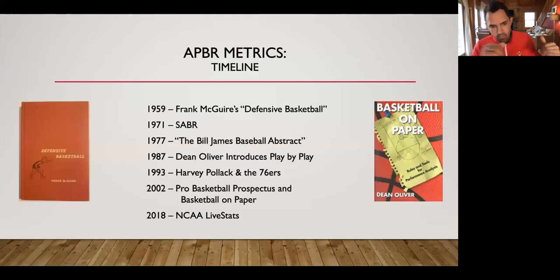Okay, so in 1959, coach at UNC, Frank McGuire, he wrote this awesome book called Defensive Basketball. And in this book, it was a 200-page book. He had one little excerpt, one section, like a page and a half, where he said, hey, maybe we should stop looking at stats on a per game basis, but we should start looking at them on a per possession basis.